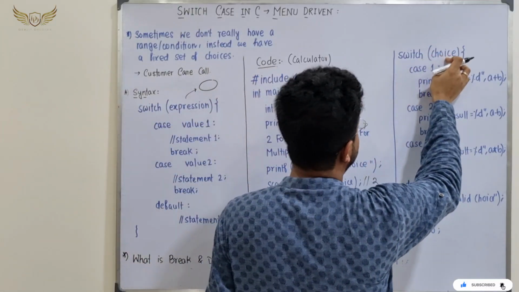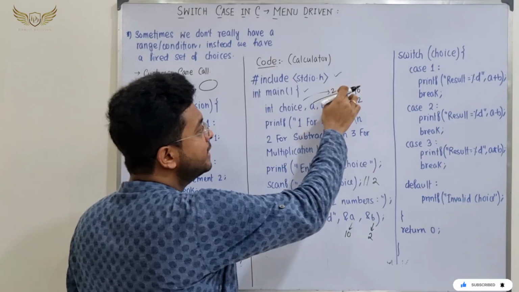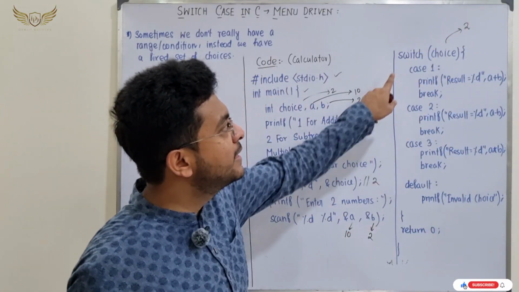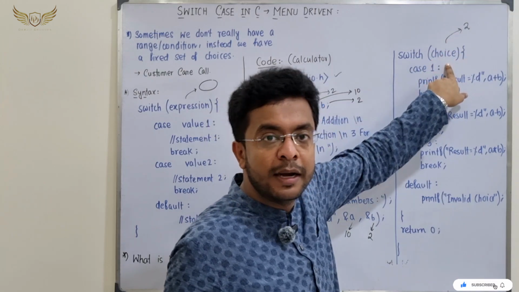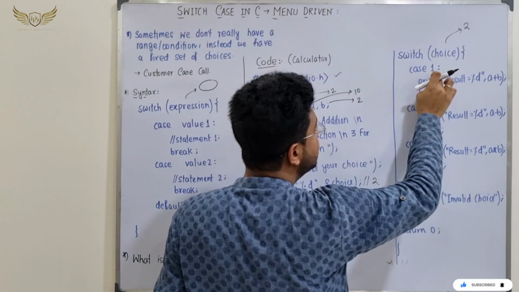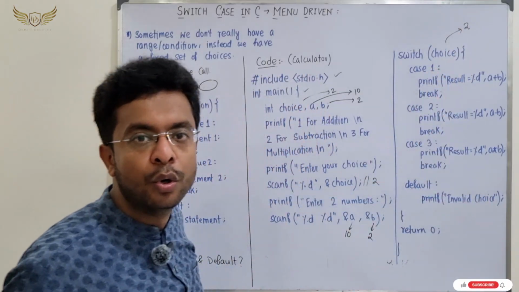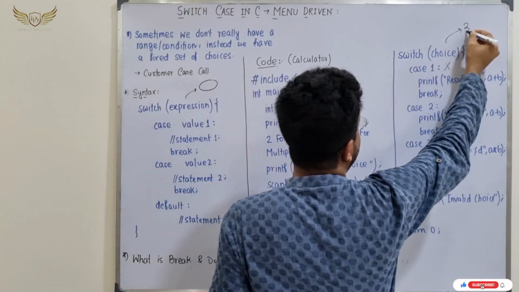Now switch choice. What is this choice? The choice is 2. So it will go inside accordingly. Based on the choice, it will hit the case. So the first case is case 1. Is the choice equal to 1? No. So it will not go inside case 1 because the choice is 2.